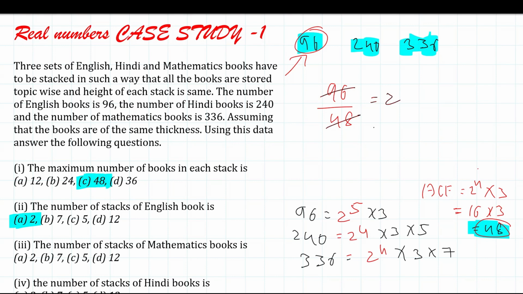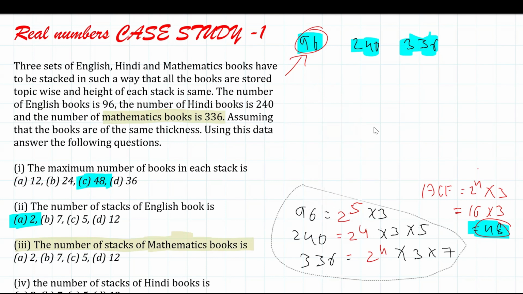Now, similarly, we can do the other parts also. It says the number of stacks of English books. No, sorry, mathematics. This time it is mathematics. And how many mathematics books were there? 336 in number, right? It was 336 in number.